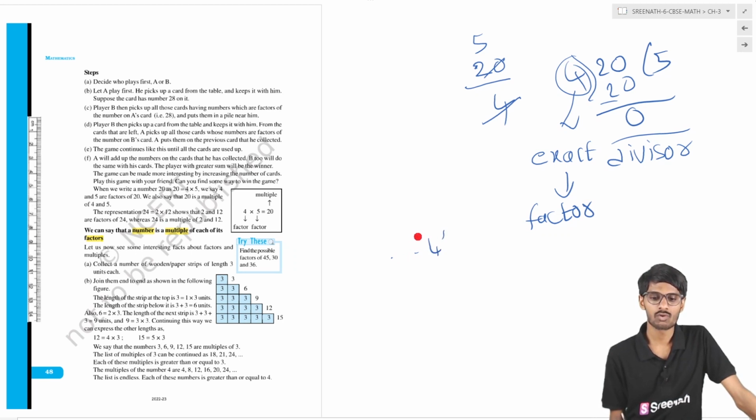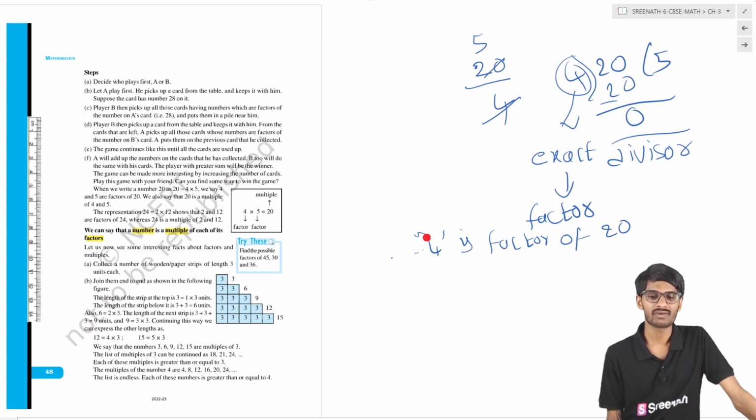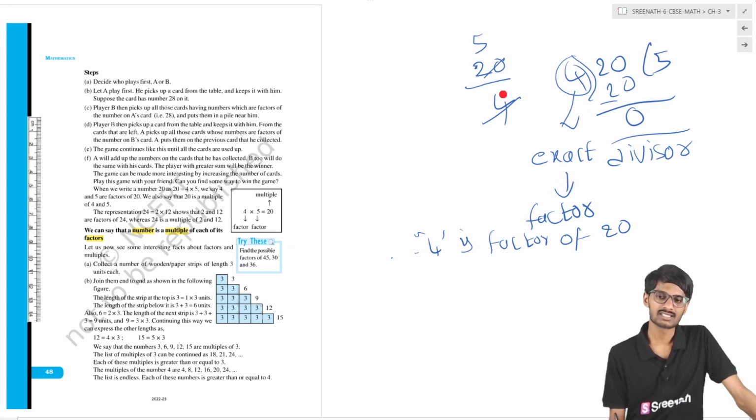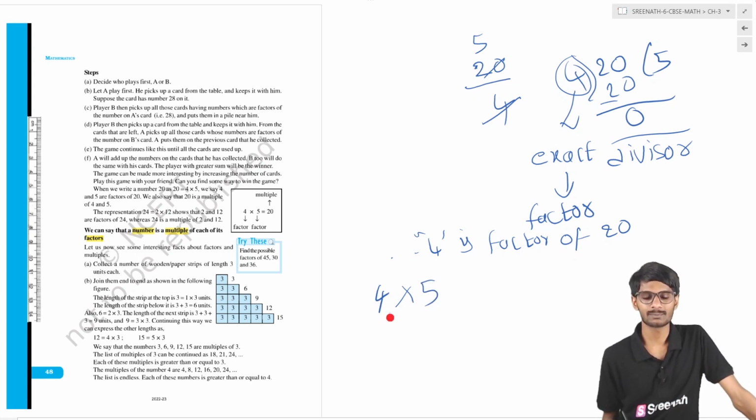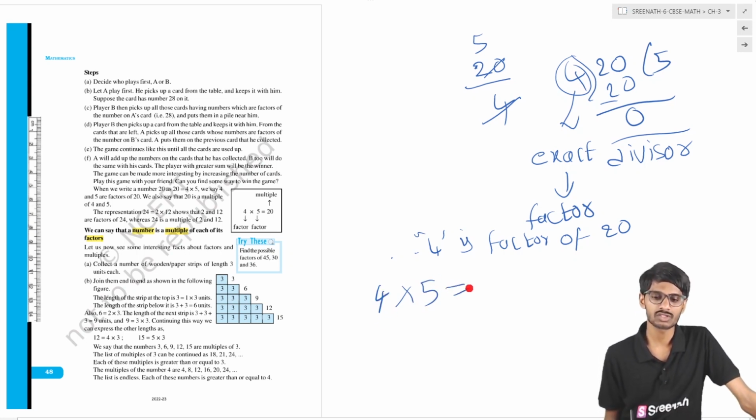So finally 4 is a factor of 20. That is the number. In this way we can find the factors. Factor means nothing but it must be the exact divisor. And if you multiply this divisor with the coefficient, what will you get? 4 5s are how much? That is 20. That is the main number.